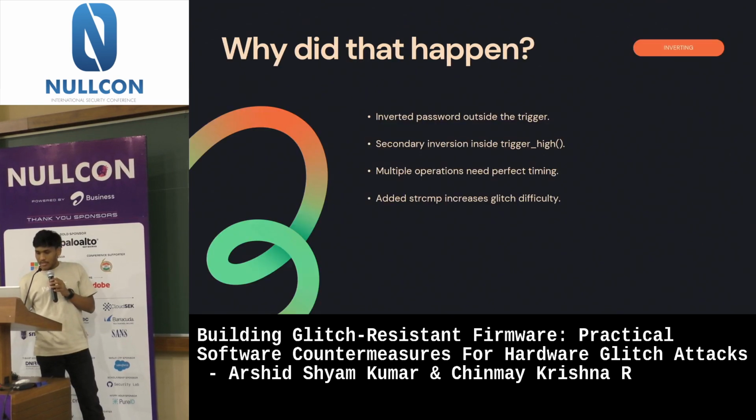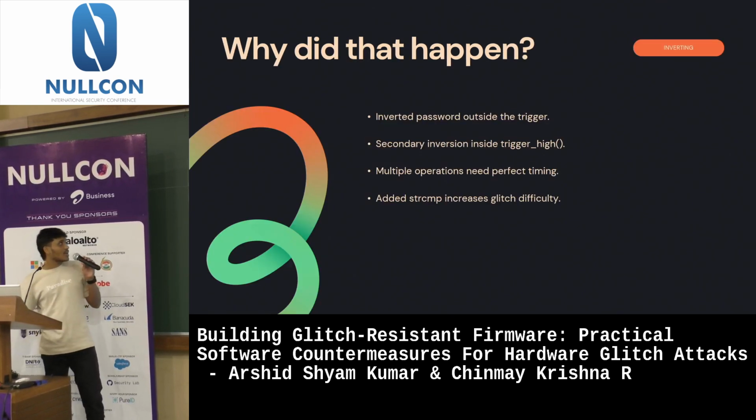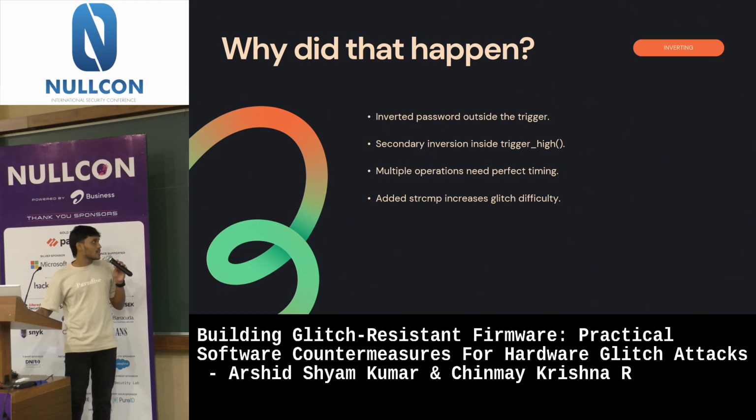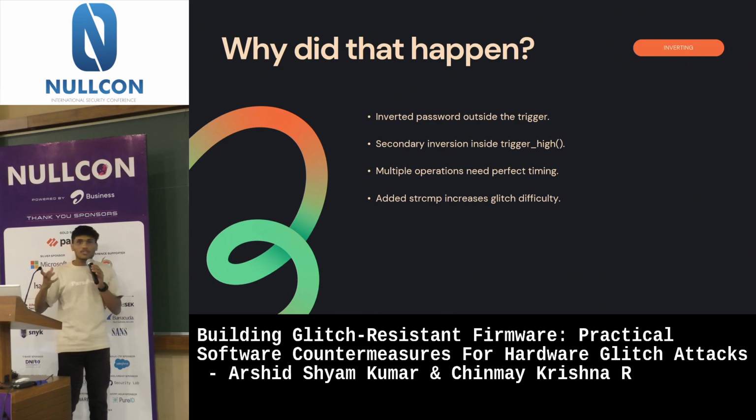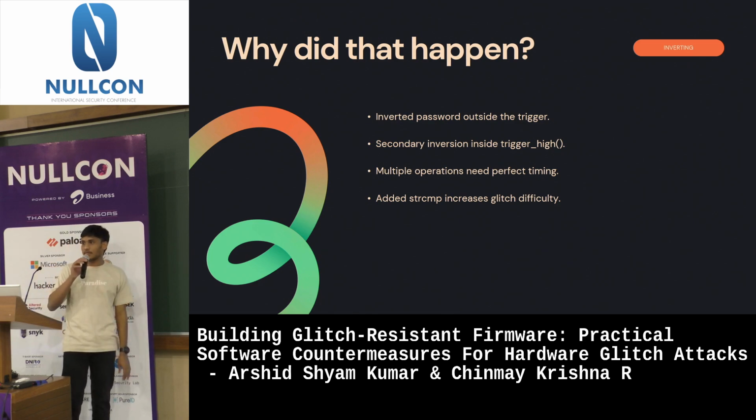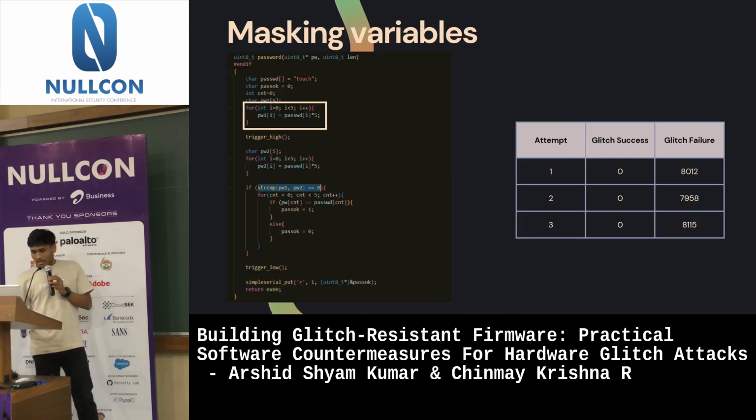And the explanation is along similar lines: the password is inverted, and because we have so much clutter, we almost need perfect timing to exactly skip the instruction in the critical section code, and therefore it increases the complexity of getting the glitch right.